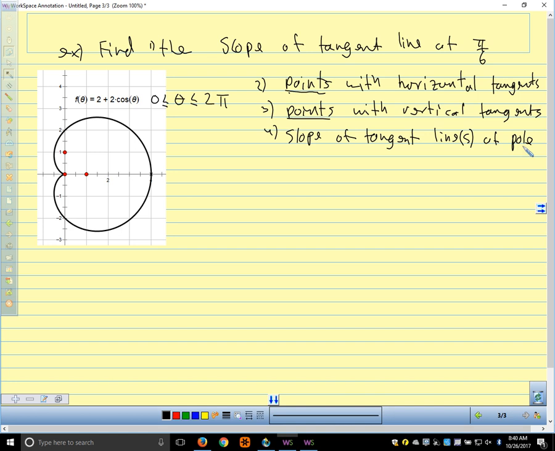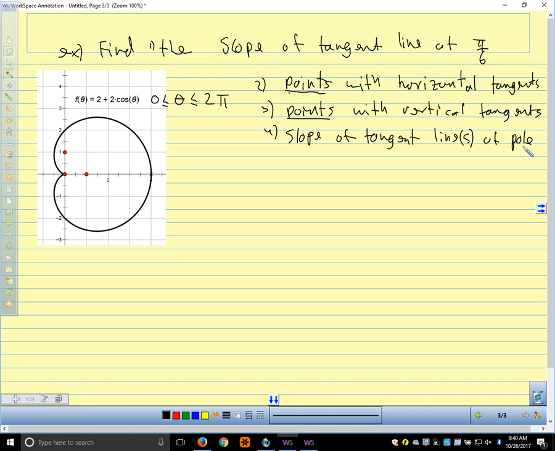So looking at this graph, how many points of horizontal tangency should we have? 2. How many points of vertical tangency should we have? 3. 1, 2, 3. Yes, 3 points. And what are we going to guess is happening at the pole? There's a cusp. So we should end up with no tangent lines at the pole.